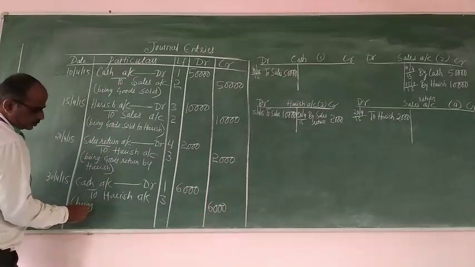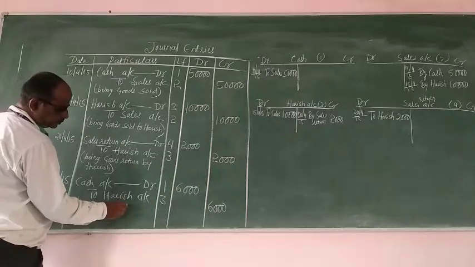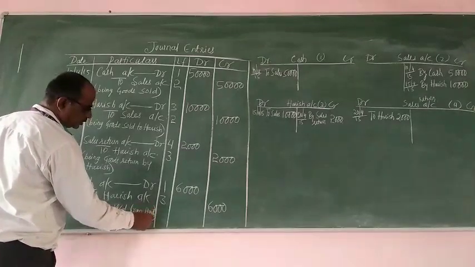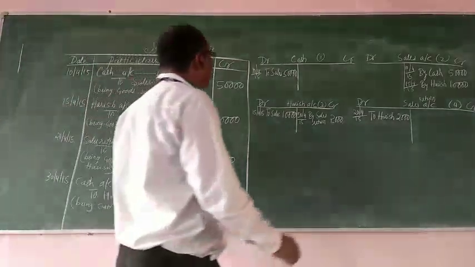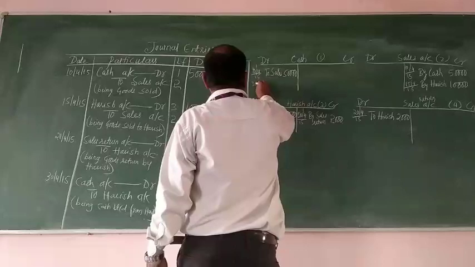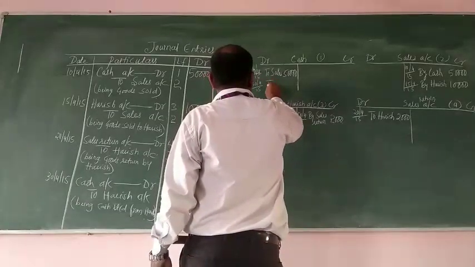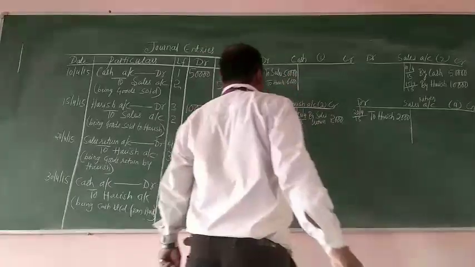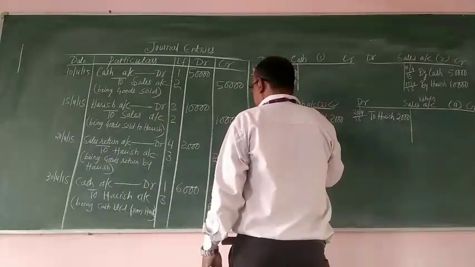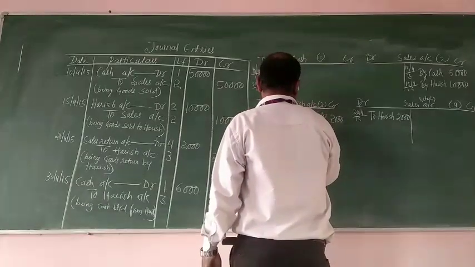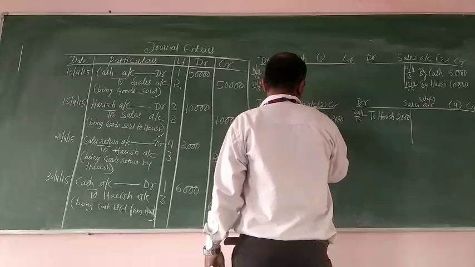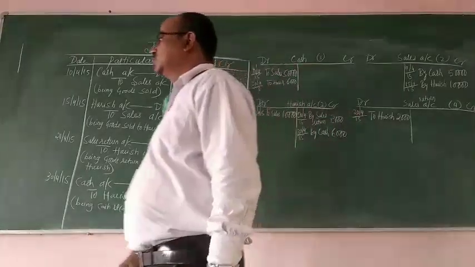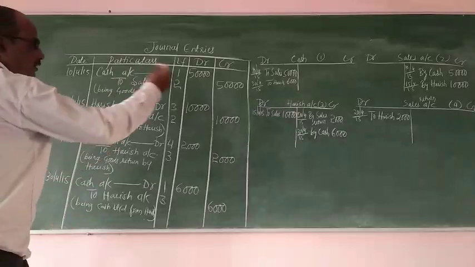The cash received from Harish. So cash account is debited, 30th 4 2015 to Harish 6,000. And in Harish account, by cash, date 30th 4 2015, by cash 6,000. So now this is journal entry and ledger posting.